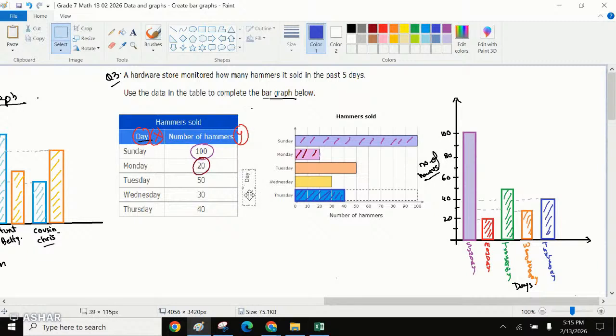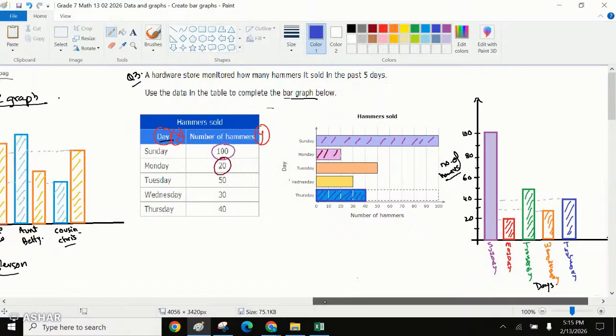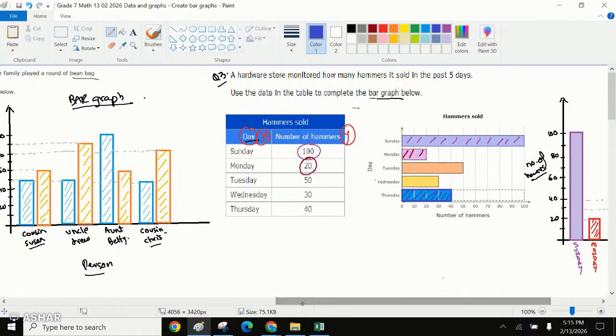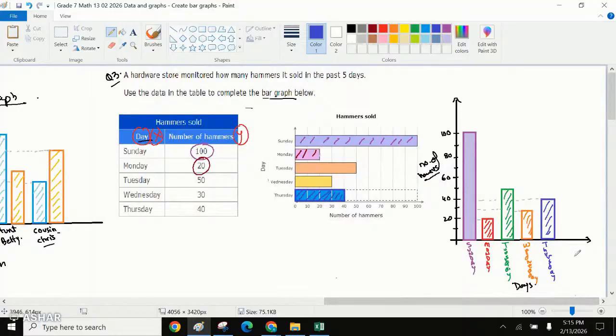the bar graph, and the bar graphs will have spaces between bars. Okay, we need to remember that in a bar graph we can keep spaces between bars. Okay, like question number 2, like question number 3. Let's move ahead to the next question.